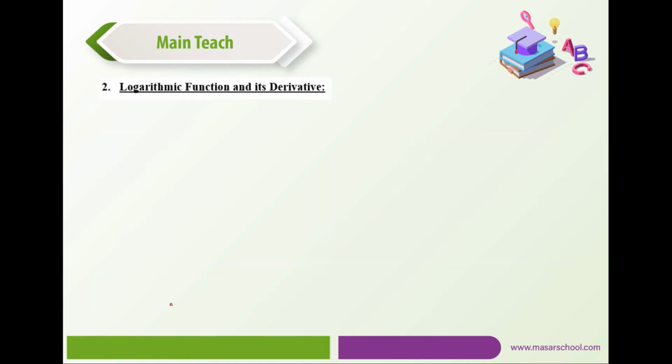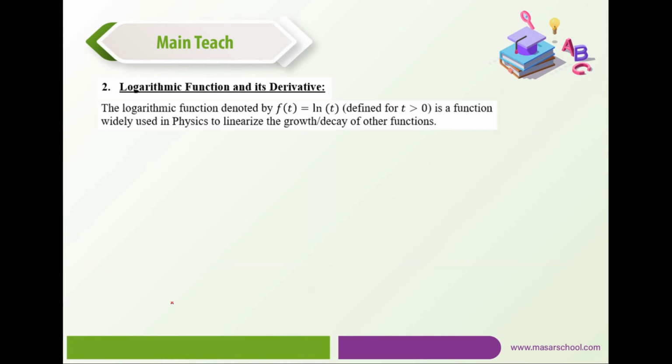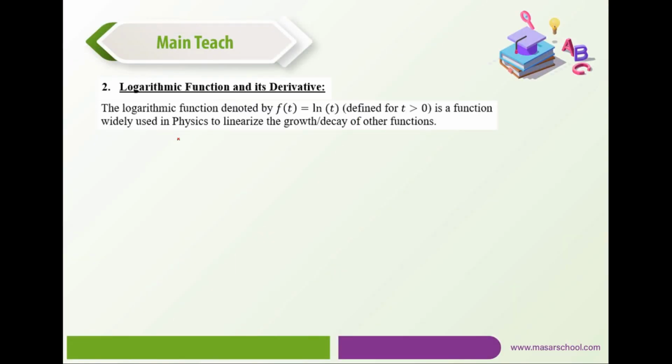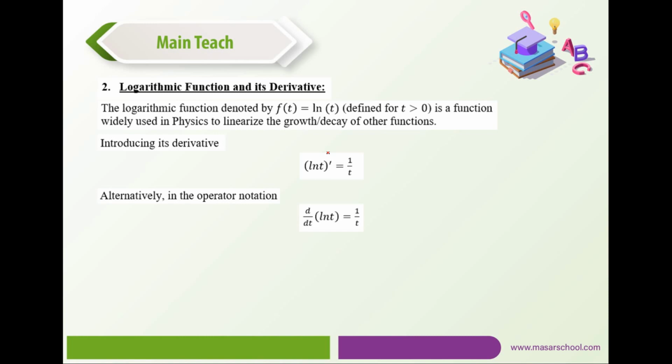Now, section 2, logarithmic function and its derivative. The logarithmic function denoted by f is ln t, defined for t positive, is a function widely used in physics to linearize the growth and decay of other functions. Introducing its derivative, the derivative of ln of t is 1 over t. Alternatively, in the operator notation, it can be written as follows.